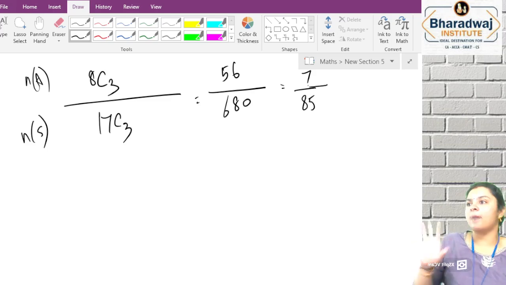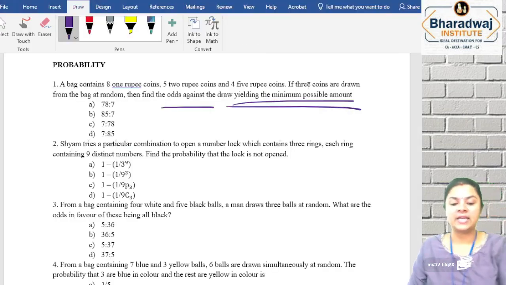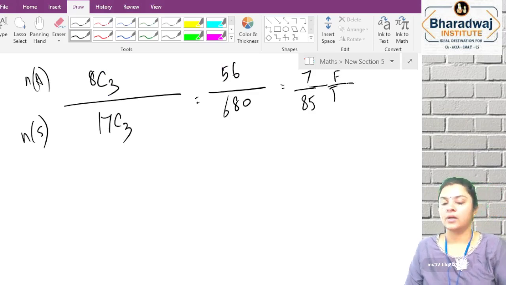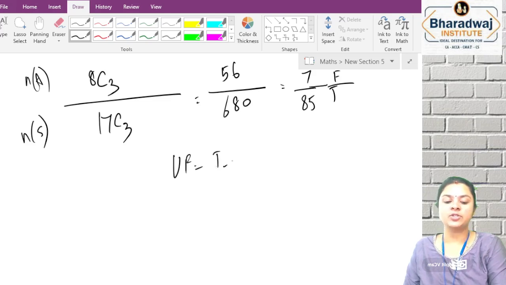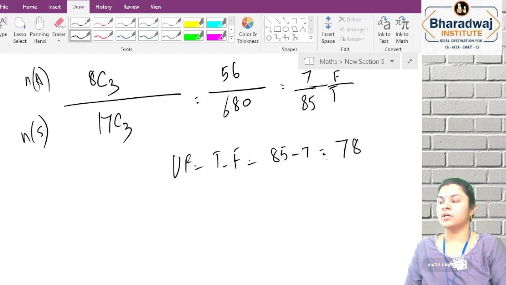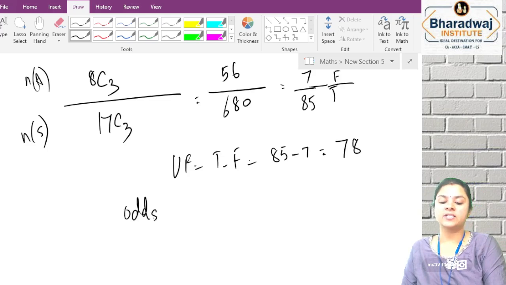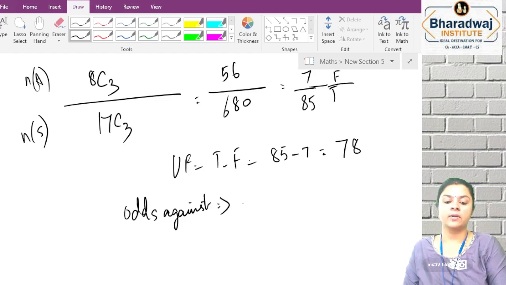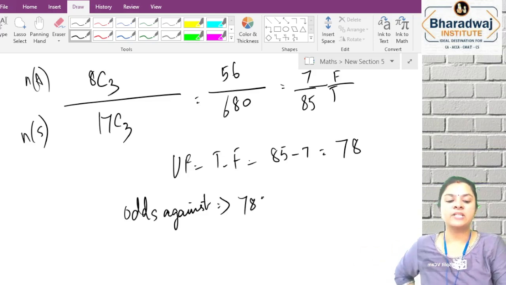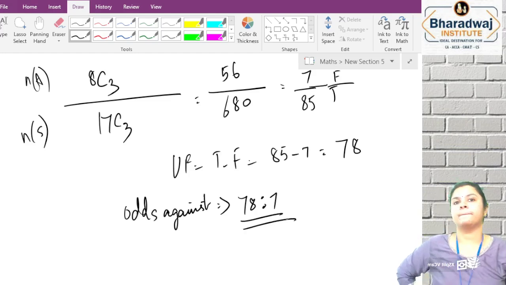So this is the probability. But what are they asking? Odds against. So this is favorable by total. Unfavorable will be total minus favorable, which is 85 minus 7, that is 78. So what is the rule for odds against? Unfavorable is to favorable. So odds against is 78 is to 7.